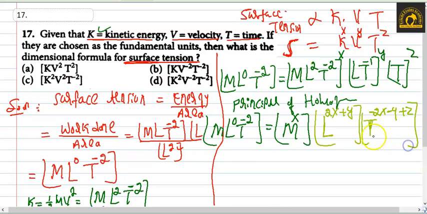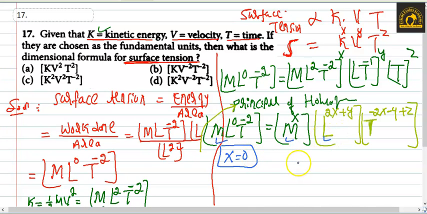That is the dimensional formula for T. So comparing the powers according to the principle of homogeneity, we get the answer. So x is equal to how much? x is equal to 0.